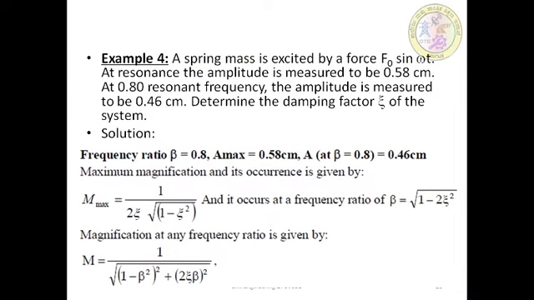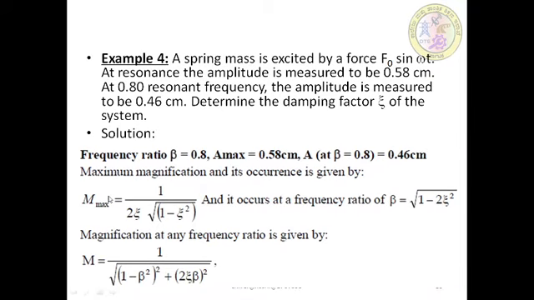Now let us see the other example. Here it is said that a spring mass system is excited by the force F naught sine omega t. At resonance, the amplitude is measured to be 0.58 centimeter. At 0.8 of the resonant frequency, the amplitude is measured to be 0.46 centimeter. Determine the damping factor chi, or the damping ratio, of the system.